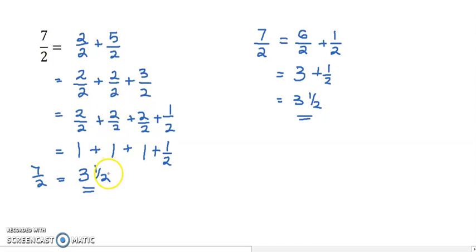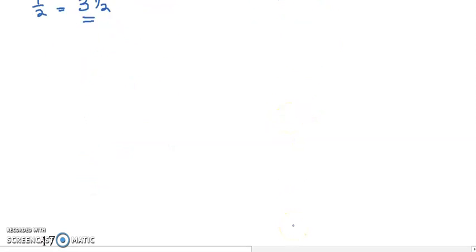If in the beginning you find the way on the left much more comfortable, go ahead with that. But if you know how to work your multiplication table, the way on the right is far easier. All right, let's look at another one. Let's look at 17 over 5. We're going to do it both ways.